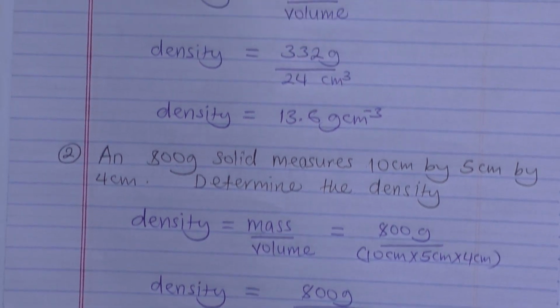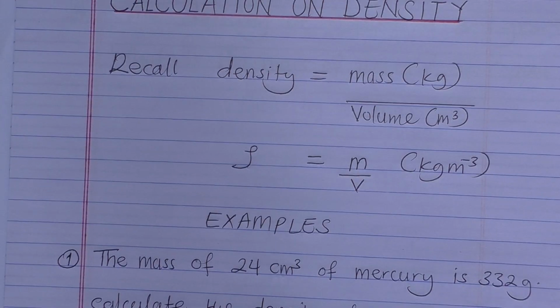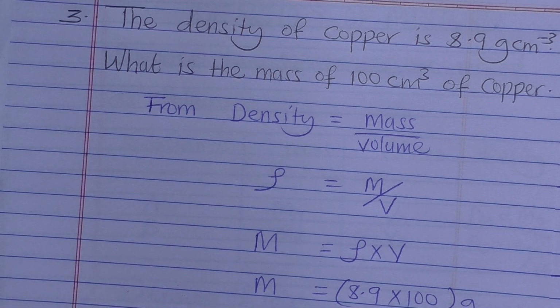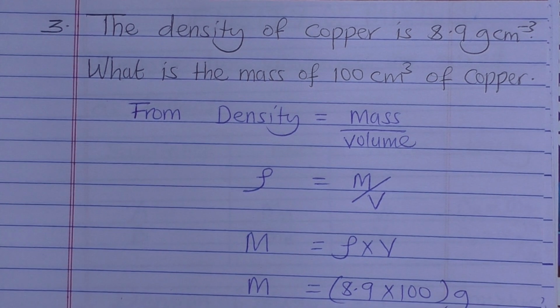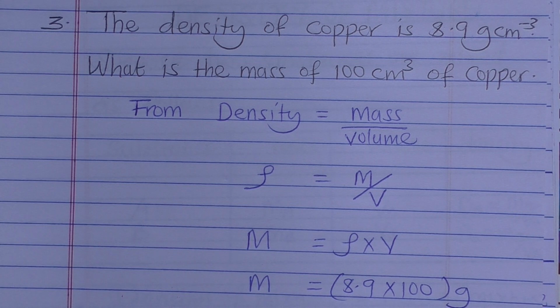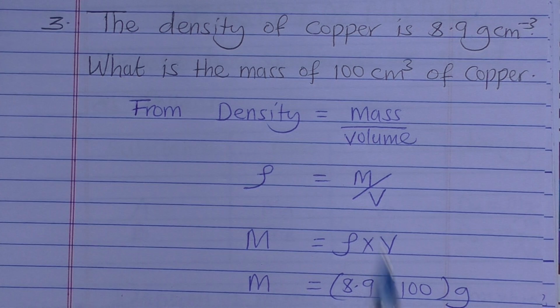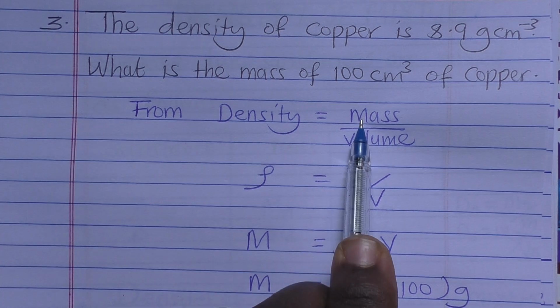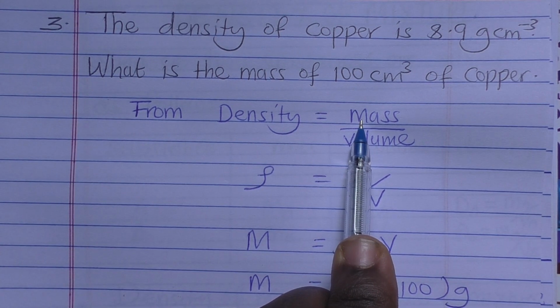Let us look at more examples that involve calculation of density. We have example 3. In our example 3, we are given the density of copper as 8.9 grams per cubic centimeter, and they want us to get the mass of 100 cubic centimeters of copper. So we know that density is mass over volume, but this time we are aiming at getting the mass of copper.